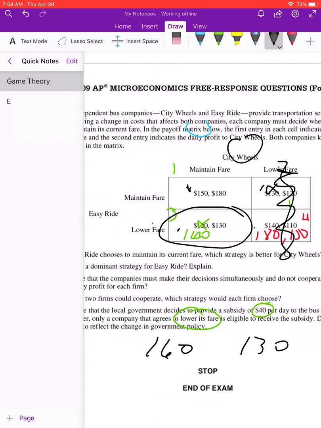Okay, so that was 2009 Form B number 3. I hope that's helpful. That was an easy one as far as I'm concerned. I think that if we get a question like this, we're going to be very happy.